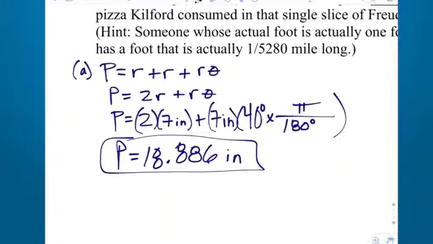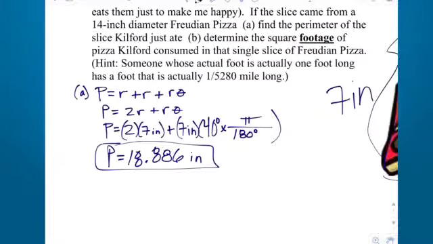But now, the bragging rights comes from telling someone how much square footage of pizza they ate. So that's measuring the amount of pizza you ate, not by the slices, or when you're eating your pizza with your math nerds, by the number of sectors of pizza slices that you ate, but instead by the square footage. Man, I ate some tons of pizza. Now, here's a little hint that might be helpful. Someone whose actual foot is actually 1 foot long has a foot that is actually 1/5280th of a mile long. Did you know that? It's a factoid. Maybe that'll help us. Maybe not.